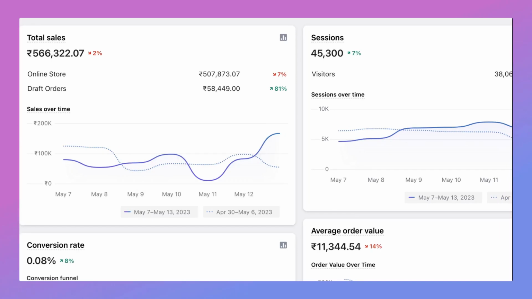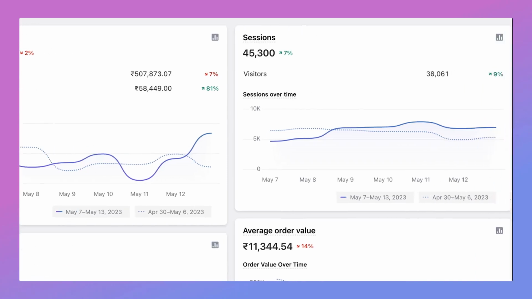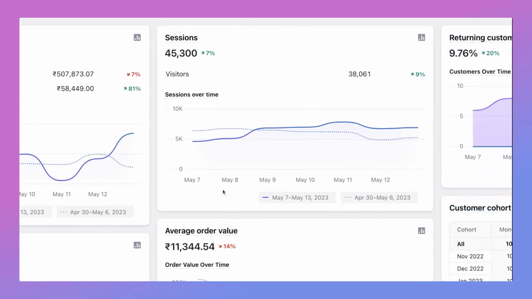What happened to the traffic? Were we not able to drive traffic to the website? If you go to the sessions part, you can see that the sessions were almost equal, or they were rising across the week. So there is no clear drop in the number of sessions, but there is a drop in the sales.